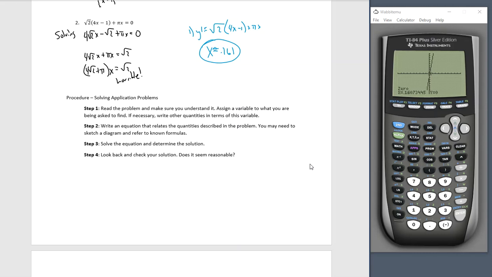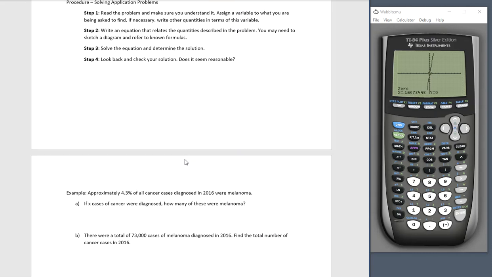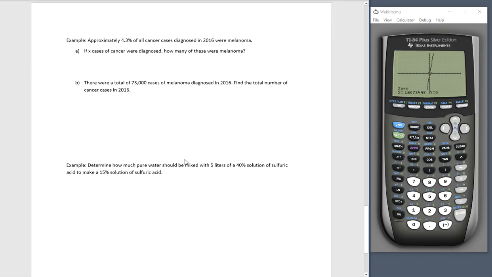So let's talk about some application problems. In order to solve application problems, first of all, read the problem, because you can't solve something you don't know what's going on. Make sure you understand it. Assign a variable to what you're being asked to find. If necessary, write other quantities in terms of this variable. Write an equation that relates the quantities. You might need to sketch a diagram or refer to known formulas. Who knows what types of problems we might need. Then we'll solve the equation, determine the solution, and always check to see if it's reasonable. Sometimes math solutions are good solutions, but in real-world applications, those math solutions have no real application.